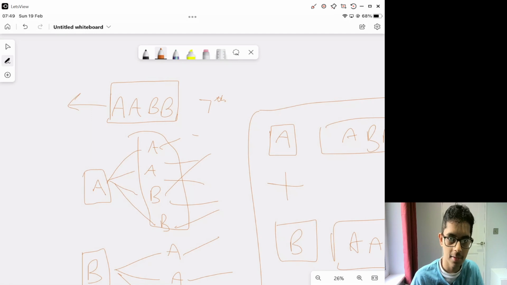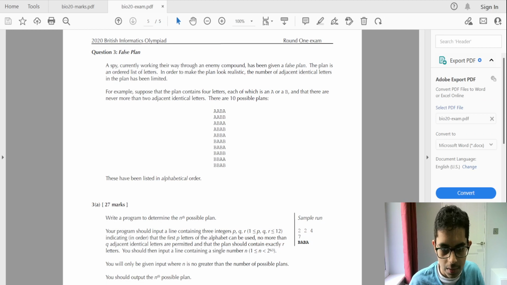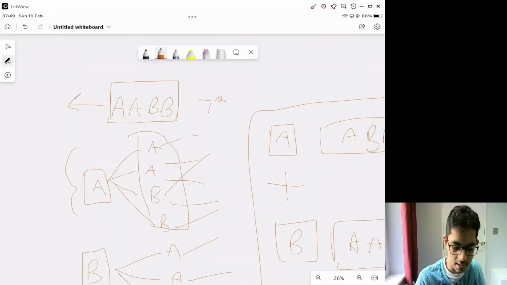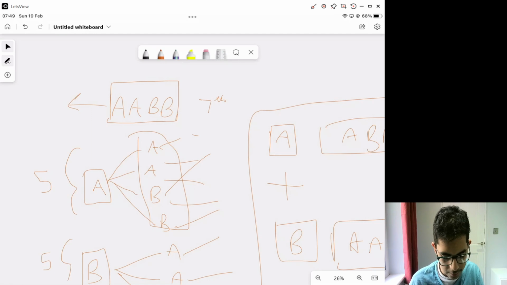Now you might be thinking, well, okay, this is all well and good, but how does it help us get the 7th way, or the 3rd way, or the 5th way to get them rearranged? That's what we're going to explore now. So let's say it's starting with A. How many are there? How many do they say in the question? From A there are 5, and from B there are another 5. That makes sense because they're symmetric basically.